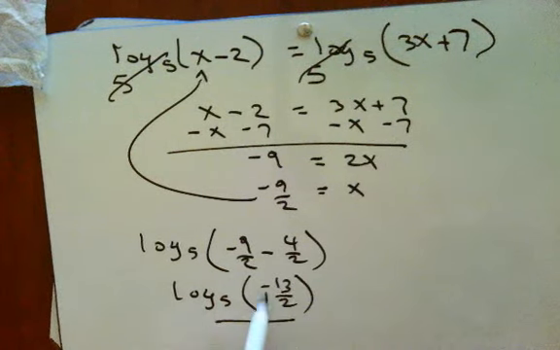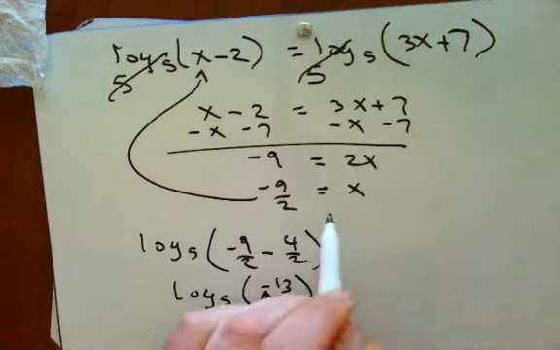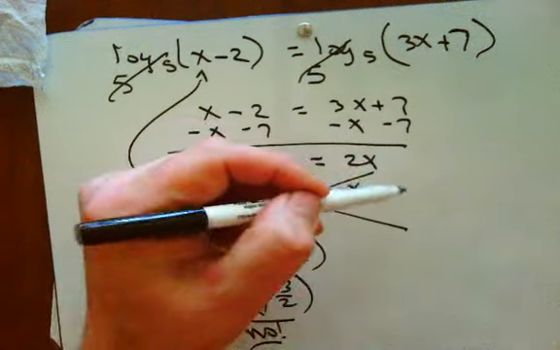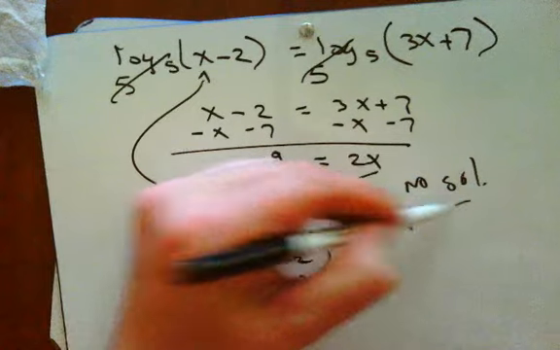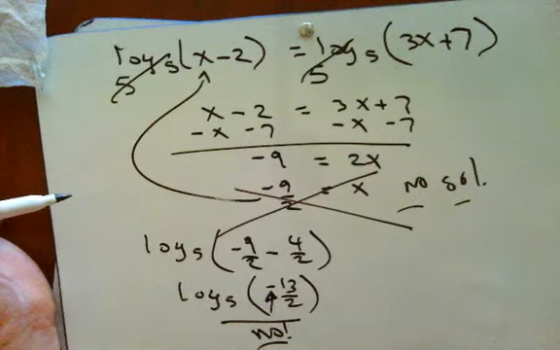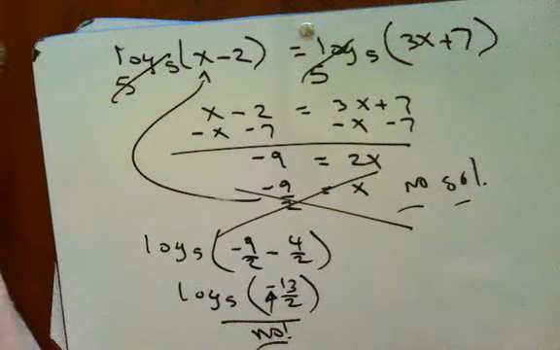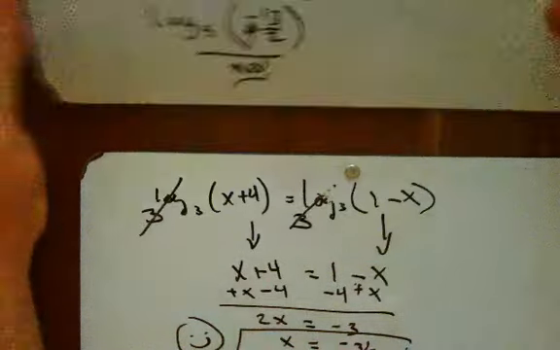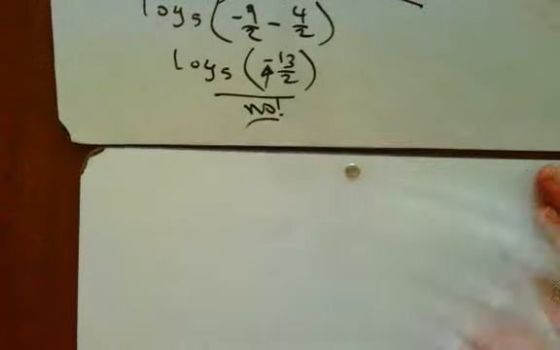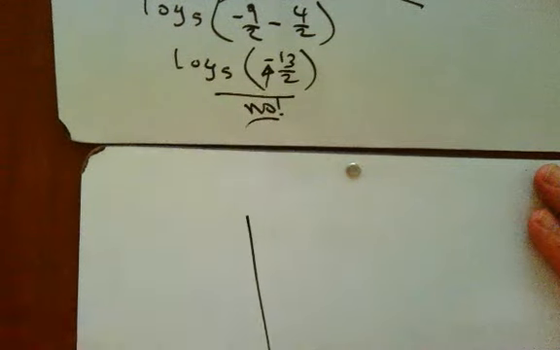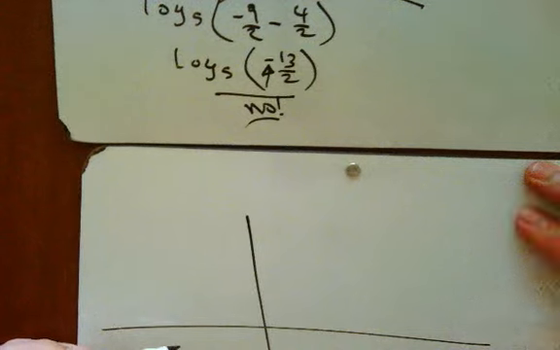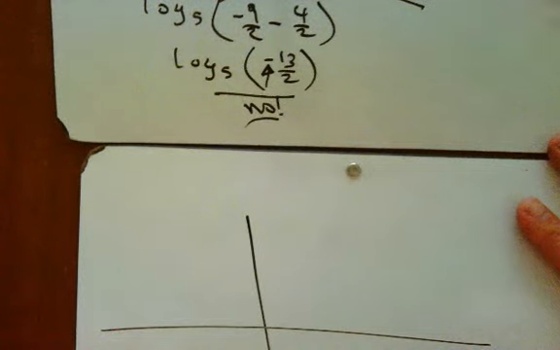negative 9 halves and plug back in, I see on the left-hand side negative 9 halves minus 4 halves is going to be log base 5 of negative 13 halves. Can I take the log of a negative number? No. So since this was my only solution, I have to say here, no solution.